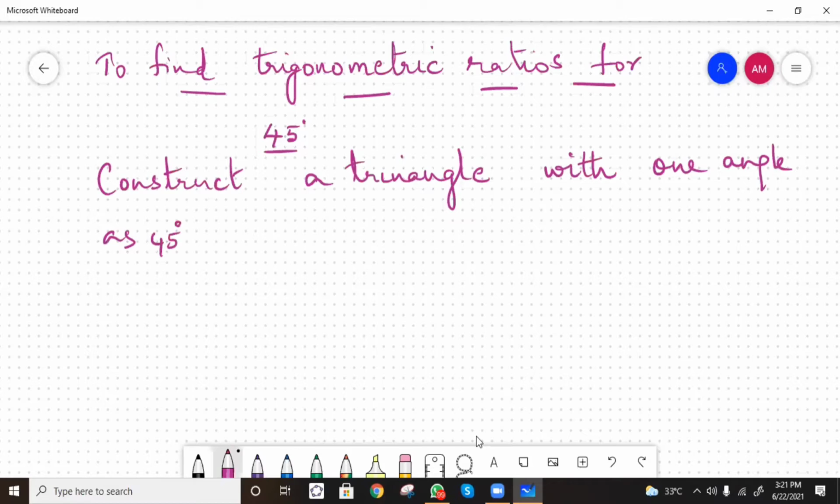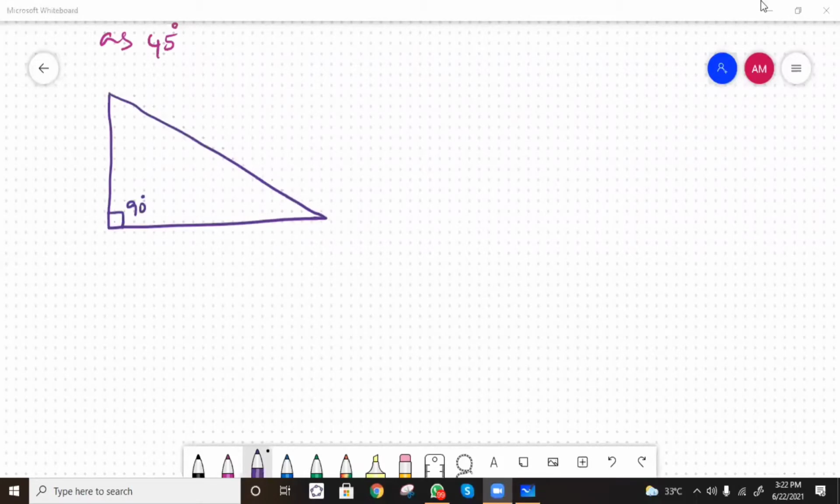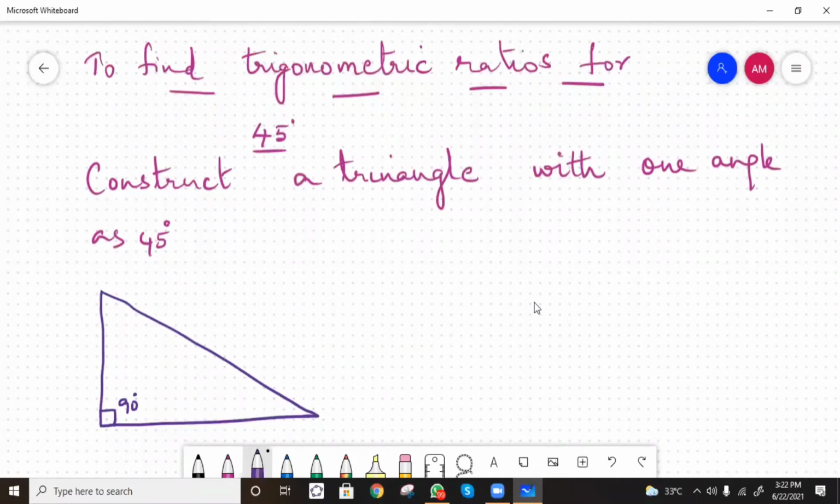Okay, let us consider a right angle triangle. So let me take a right angle triangle. So this is a right angle triangle, isn't it? So in this, we are going to find trigonometric ratios for 45 degrees, construct a right angled triangle with one angle as 45 degrees. Right angle means one of the angles is 90 degrees.